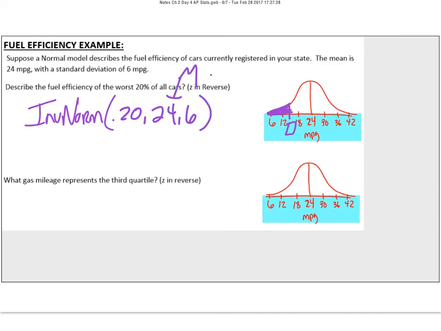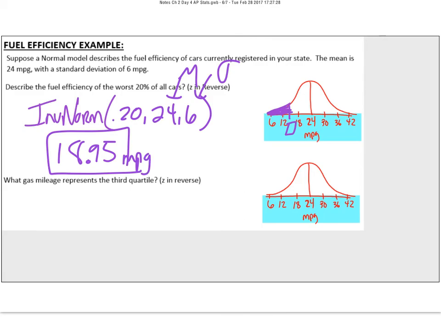Again, let's label this for calculator speak. Say it's normal distribution. When you type this in the calculator, you're going to get back 18.95. You could answer this question in context, and you could say that the worst 20% of all cars have 18.95 miles per gallon. Again, be logical. Clearly, my picture may not be drawn to scale. It looks as though it should have been up a little higher. That's fine. But the concept of my answer does seem reasonable.